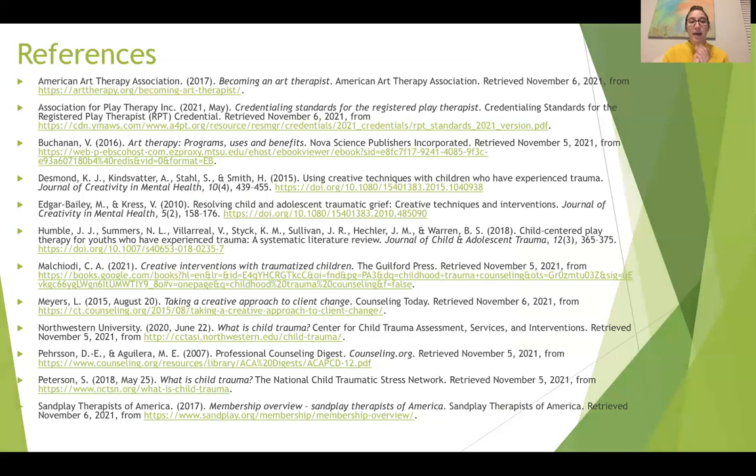And so right here, I have my lovely references from my paper. I had lots of great references that I got to look over, and it was amazing to really see all of the research done over such important and creative interventions.